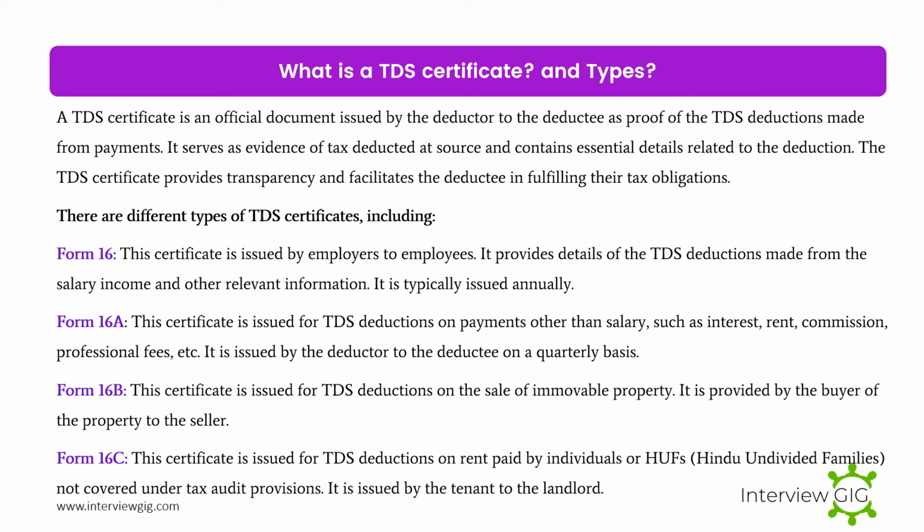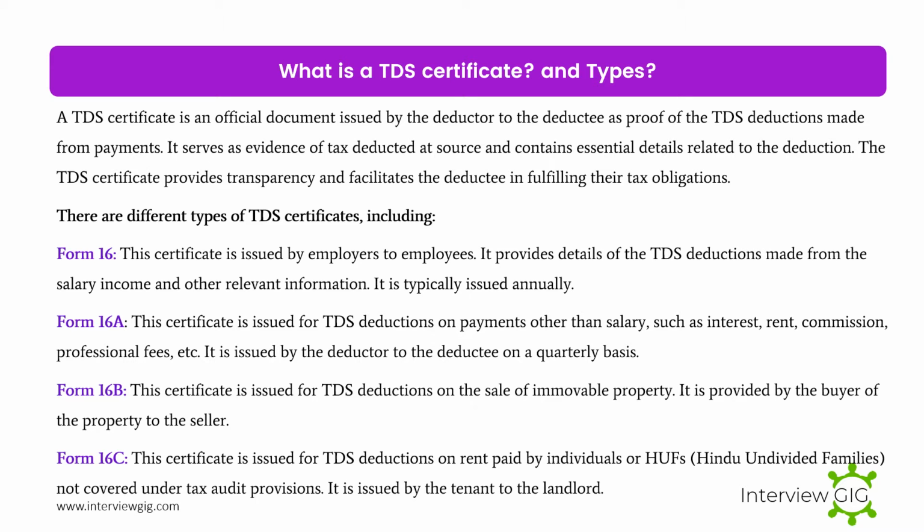There are different types of TDS certificates, including Form 16. This certificate is issued by employers to employees. It provides details of the TDS deductions made from the salary income and other relevant information. It is typically issued annually. Form 16A. This certificate is issued for TDS deductions on payments other than salary, such as interest, rent, commission, professional fees, etc. It is issued by the deductor to the deductee on a quarterly basis.